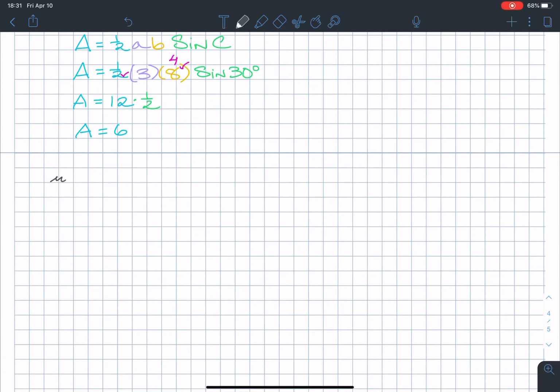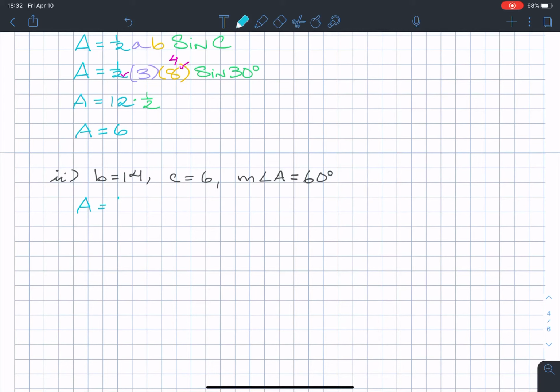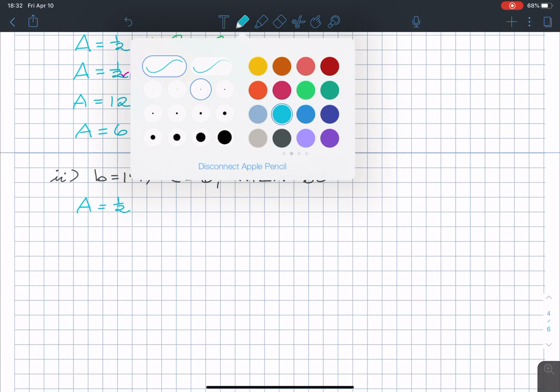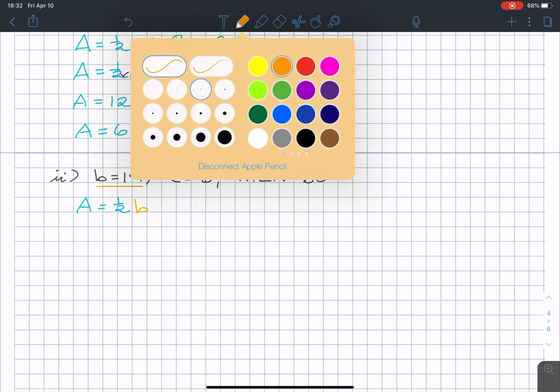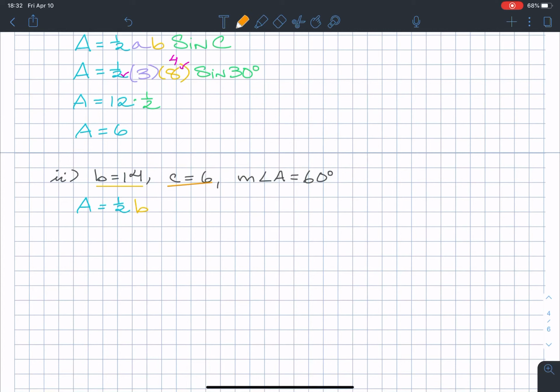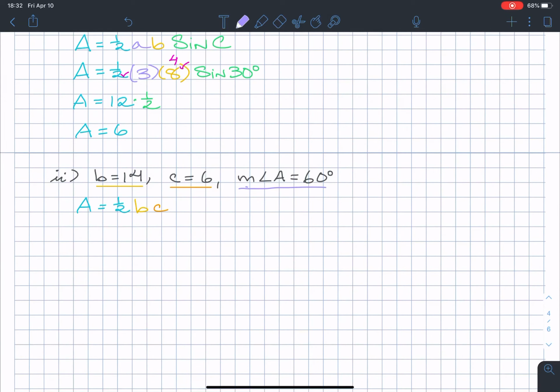So number 2. Let's say we're given the measure of side b is 14. The measure of side c is 6. And the measure of angle A is 60 degrees. Okay, so in this case we have area will be 1/2. Let's do b in yellow. Let's do c in orange. And then we'll do angle A in purple. Sine of angle A.